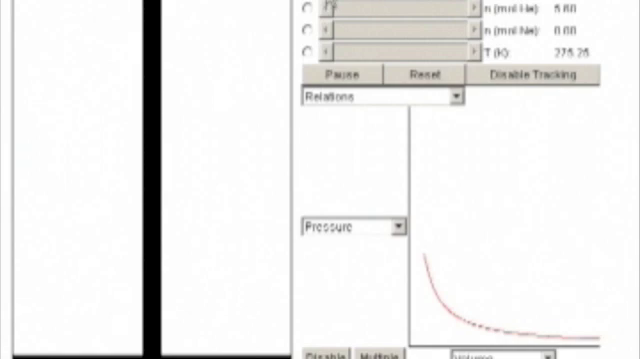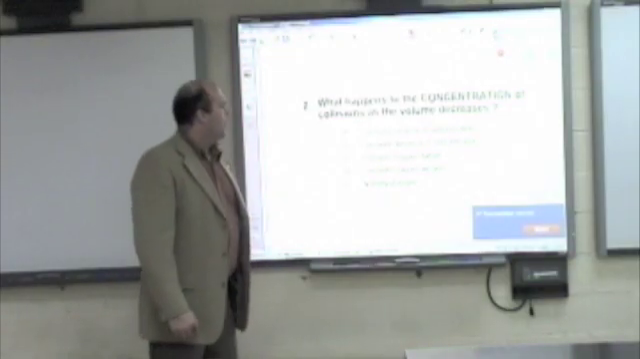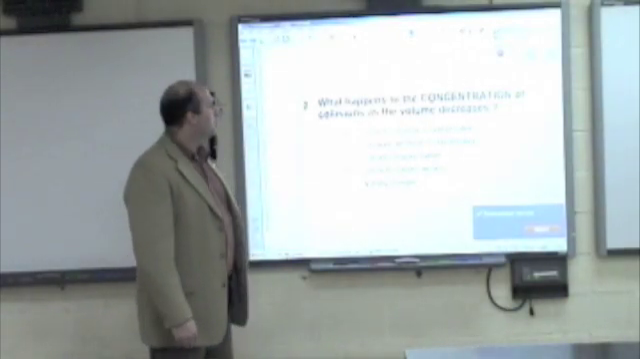Until we finally get something like that. So now we have lots of molecules colliding with the container at the same time, and so we have quite a high pressure.